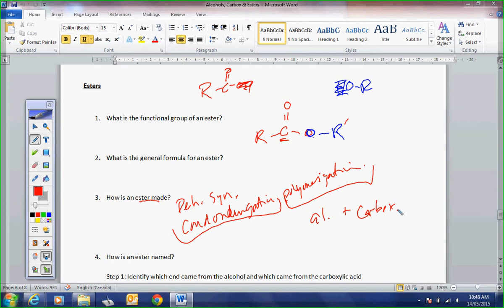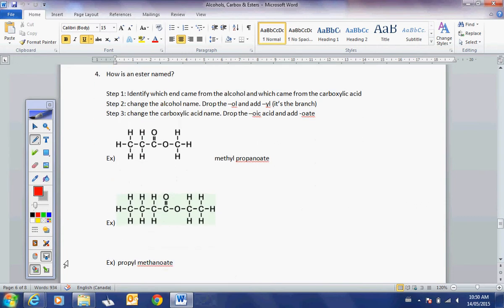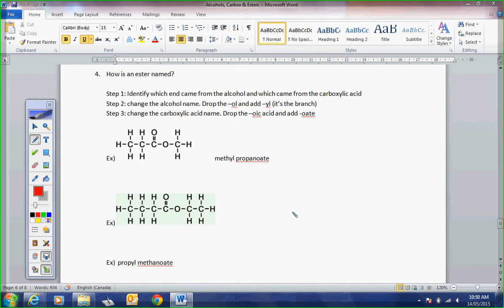Okay, so then dipping down into how an ester is named. An ester's name comes from the alcohol and carboxylic acid that it came from. So the first thing you're going to do is identify which end came from the alcohol and which end came from the carboxylic acid. Then you take your alcohol name, you drop the O, and you add YL because it becomes your branch. Remember, all our hydrocarbon branches end in YL. Methyl, ethyl. So we're going to take our alcohol and make it a YL.